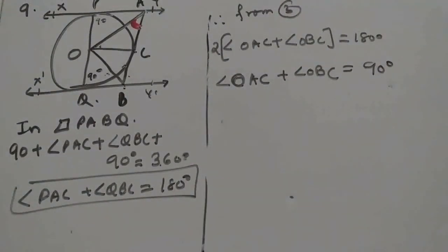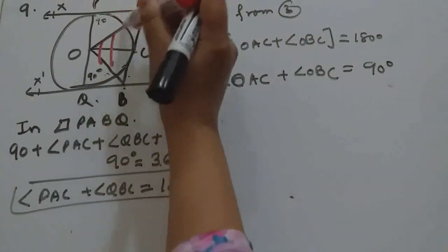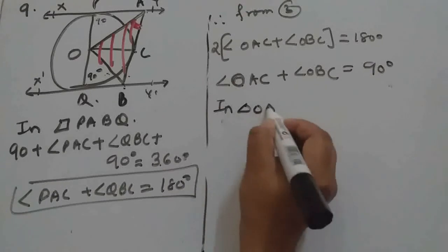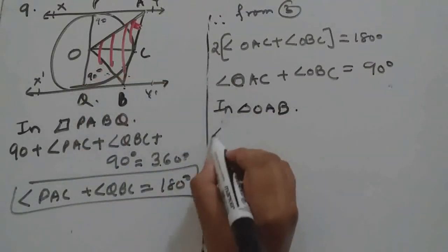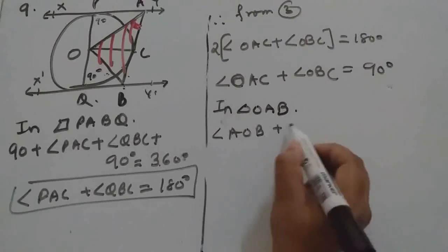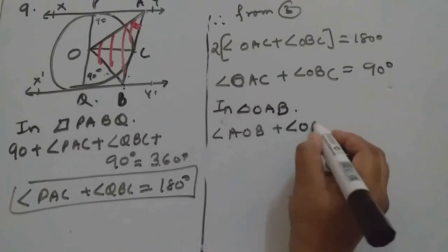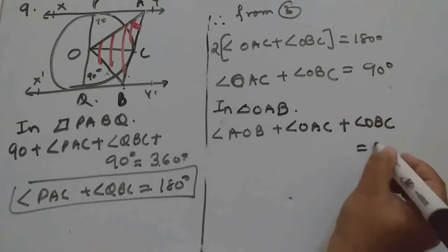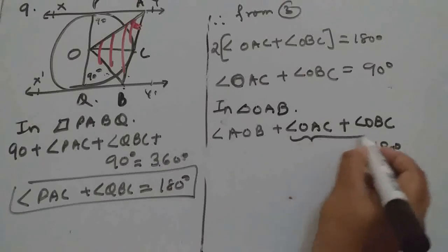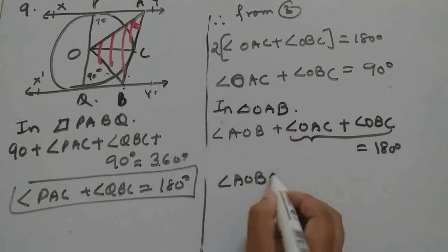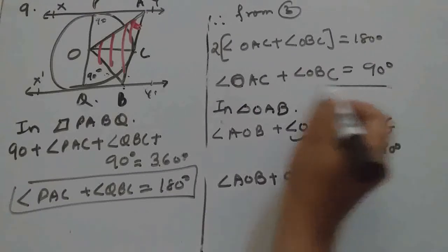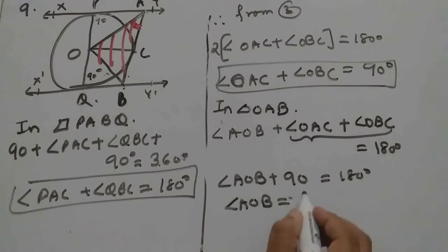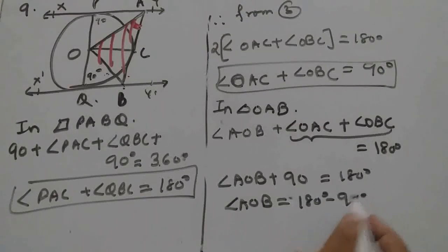Now we will consider the triangle OAB. This complete triangle OAB, by the angle sum property, AOB plus OAC plus OBC is equal to 180, isn't it? But OAC plus OBC together are 90 from this expression. So angle AOB is 180 minus 90, that is 90.